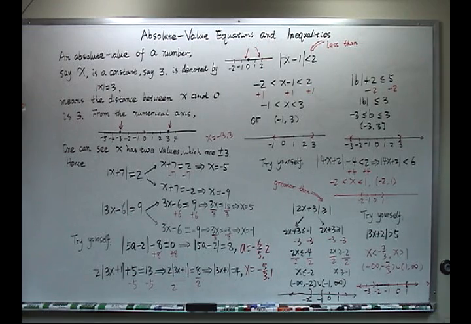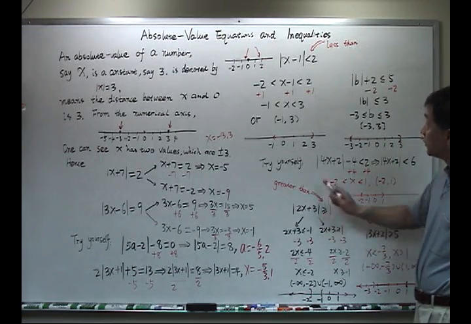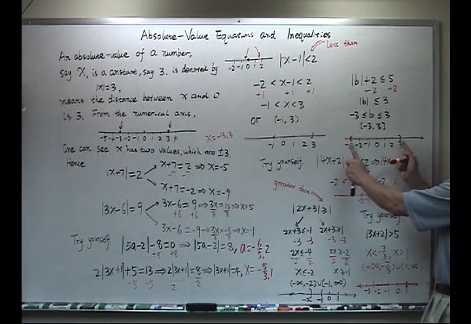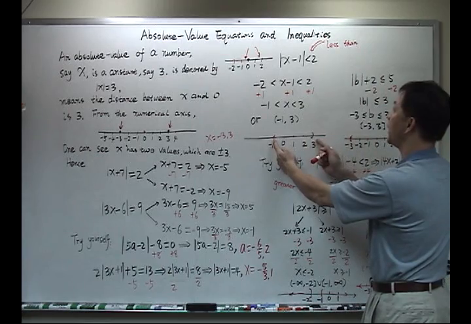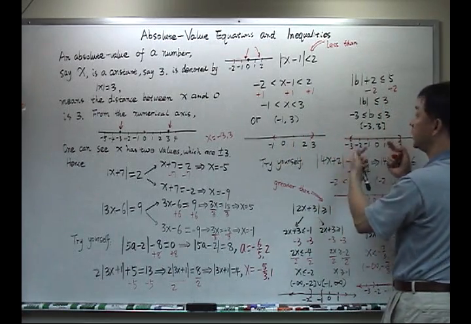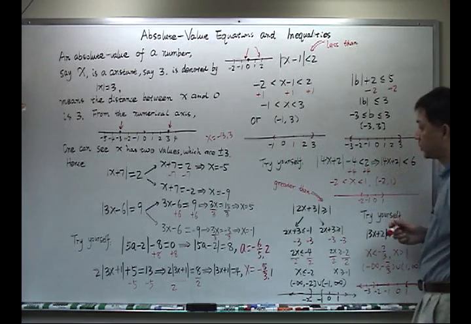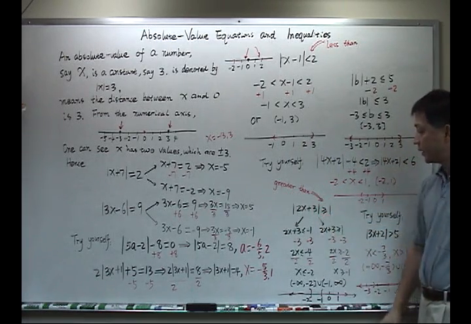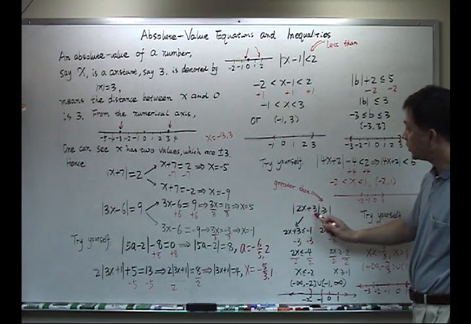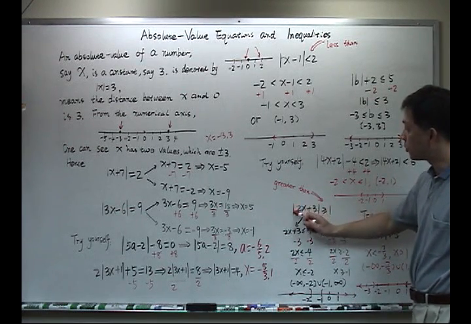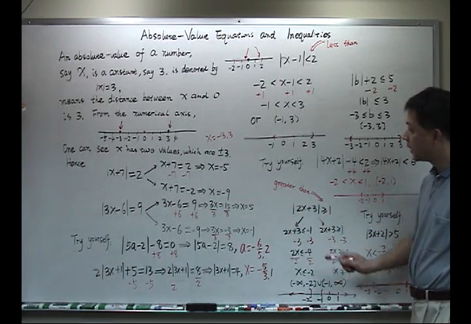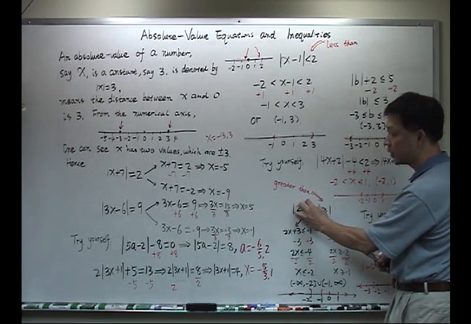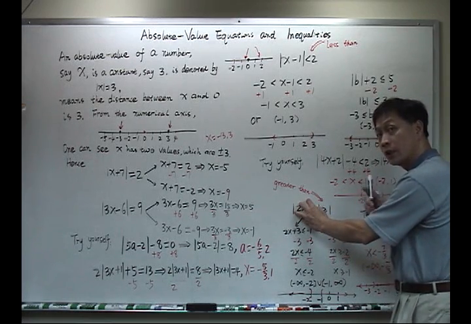Now, let's look at the greater than. You see, for less than or equal, you will get an interval like that, from one point to another point. For greater than, you will see that's different. A quantity with absolute value greater than 1 means the distance between this point and 0 is greater than 1.